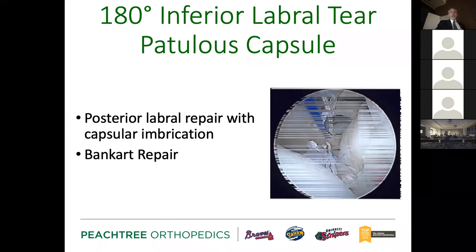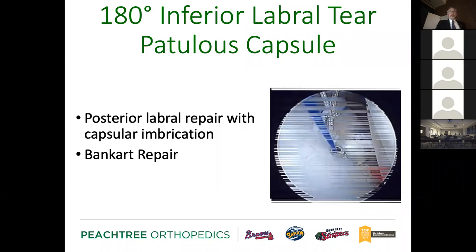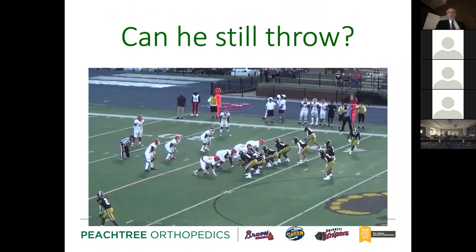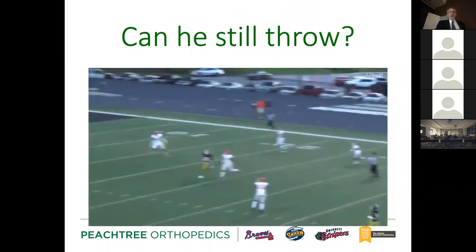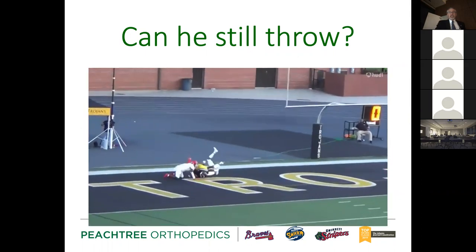Again, 180 degree inferior labral tear. And then we also imbricated his capsule because he's a naturally loose-jointed kind of kid. And so we snugged him up. And so the question is, can he still throw? And this is from last year. This was 1 year out from surgery. So that's like 40 yards in the air on the money. And so the kid's good and he can throw.